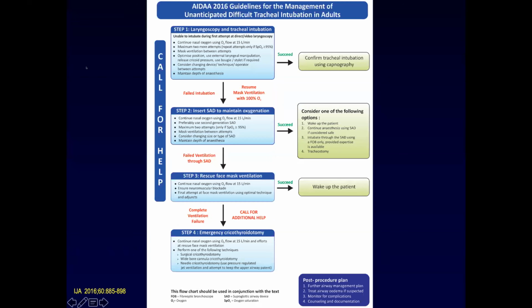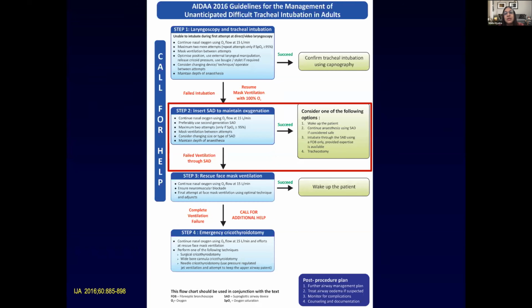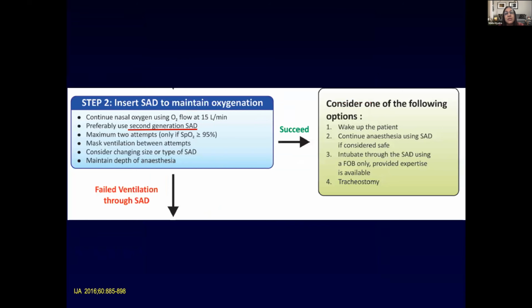Coming back to the algorithm, we've just finished the first part and you've called for help. And then the rescue is to insert a supraglottic airway device. Now, this is very important. That supraglottic airway device, unfortunately, is very underutilized. It's used for anesthetic, but very less as a rescue.